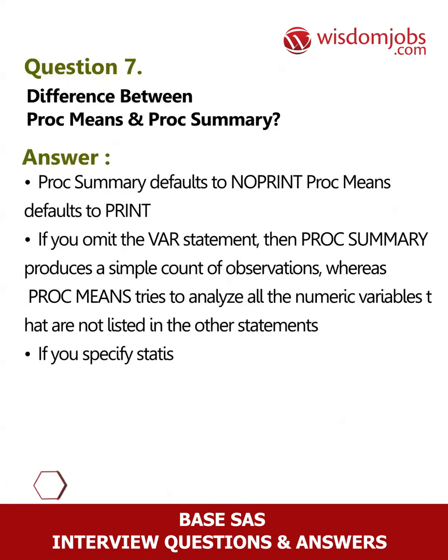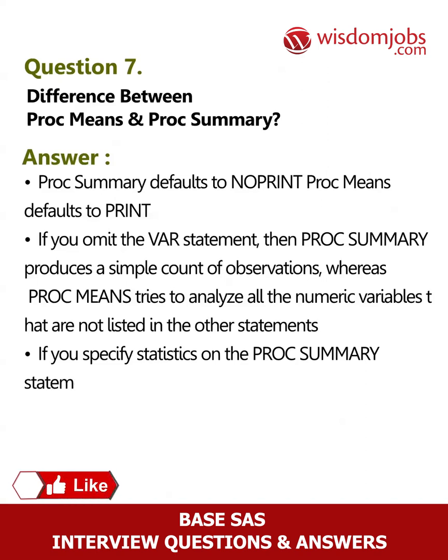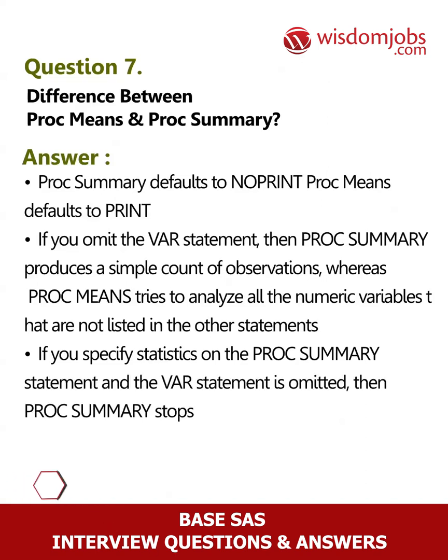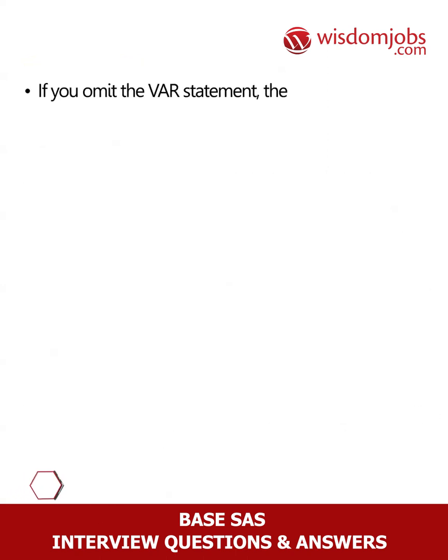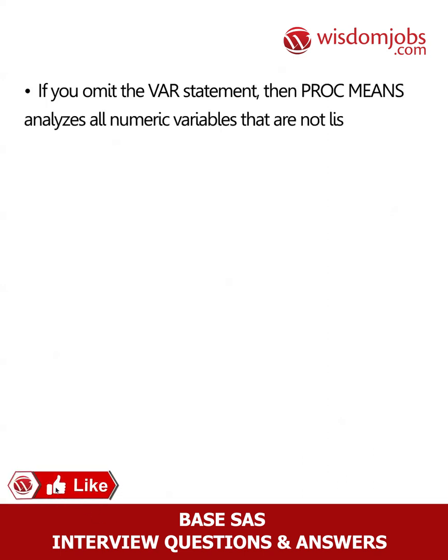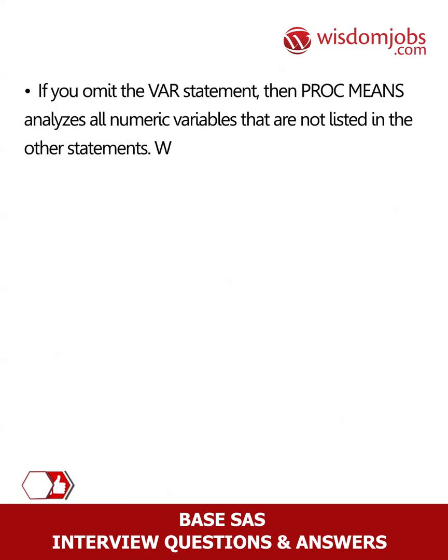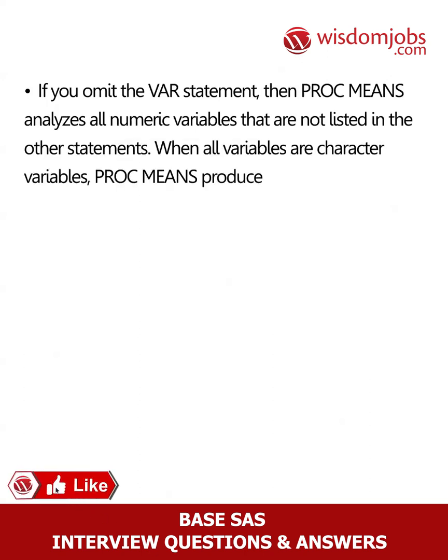If you specify statistics on the proc summary statement and the var statement is omitted, then proc summary stops processing and an error message is written to the log. If you omit the var statement, then proc means analyzes all numeric variables that are not listed in the other statements. When all variables are character variables, proc means produces a simple count of observations.